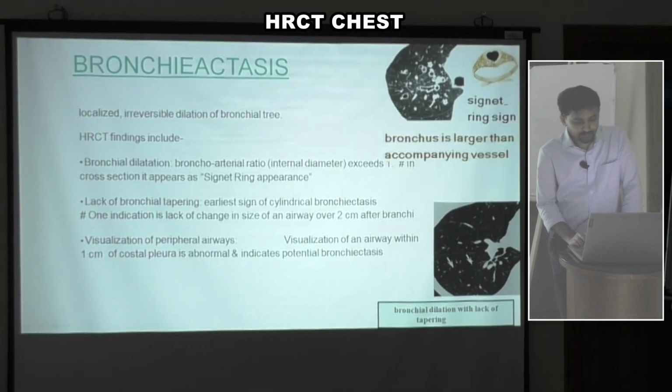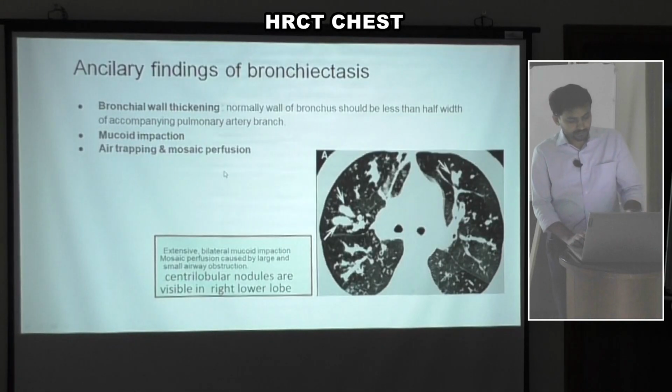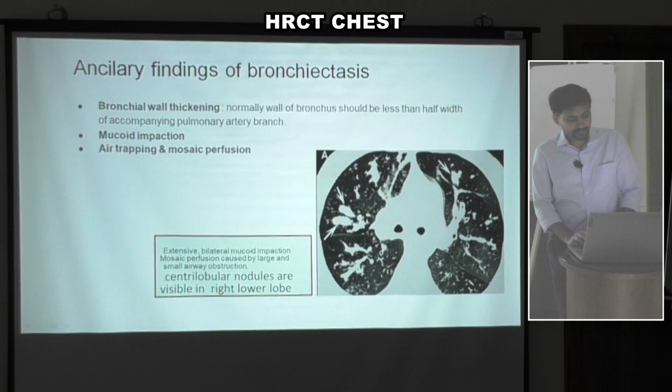This pattern will be reversed in bronchiectasis, and based on the appearance there are three types: cicatricial, cylindrical and varicose. Ancillary findings of bronchiectasis include mucoid impaction. Mucoid impaction leads to dilated bronchioles and air trapping, that means decreased lung attenuation, along with the signet ring sign and bronchial wall thickening. These are the ancillary findings.